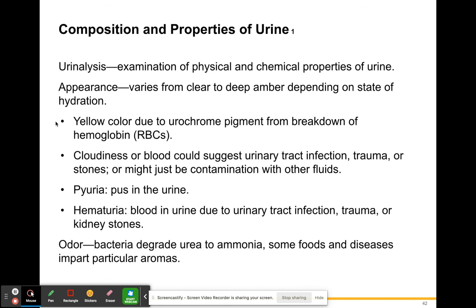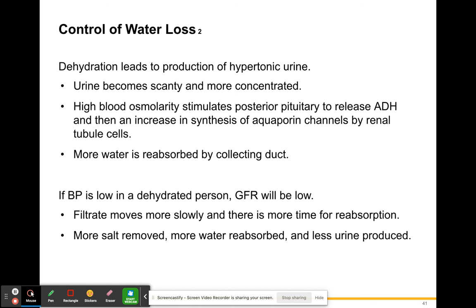Okay. And that is where we're going to stop for today. The next lecture will pick up with what urine is made of, and then we'll go through the rest of the systems, the ureter, the urinary bladder, the urethra, things like that.